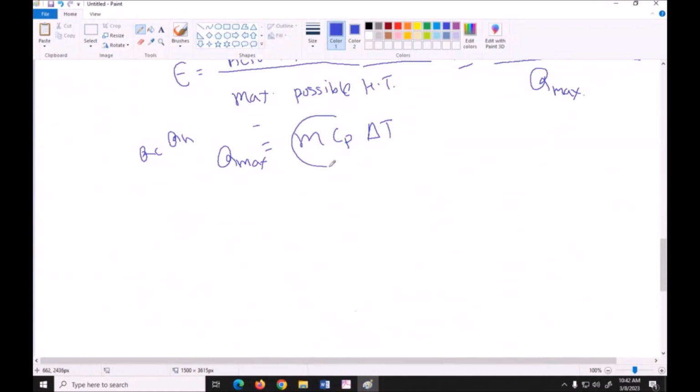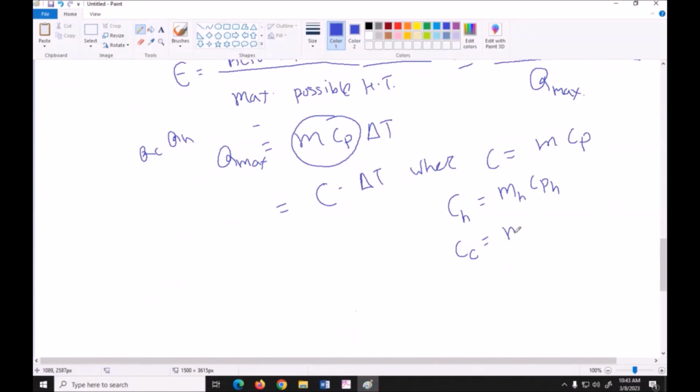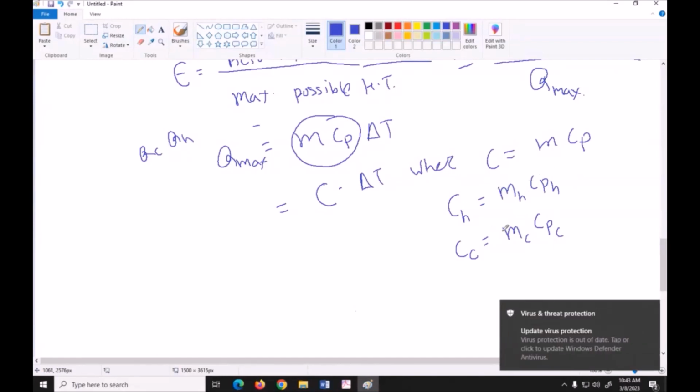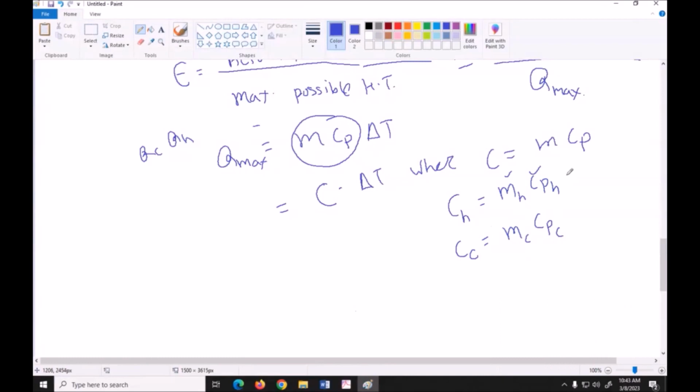So this MCP is called a heat capacity, C into delta T, where C is equal to MCP. So I need to calculate CH, and I need to calculate CC, heat capacity of hot water and heat capacity of the cold water. So it is nothing but MHCPH, and this is MCCP. So as temperature increases, decreases, these properties are increasing, decreasing. It is very difficult to find out. So we know these values, find out this number, and which is minimum we have to consider.